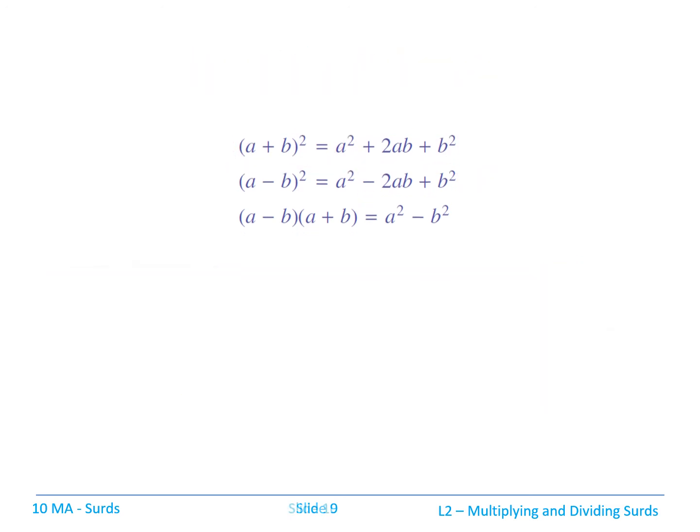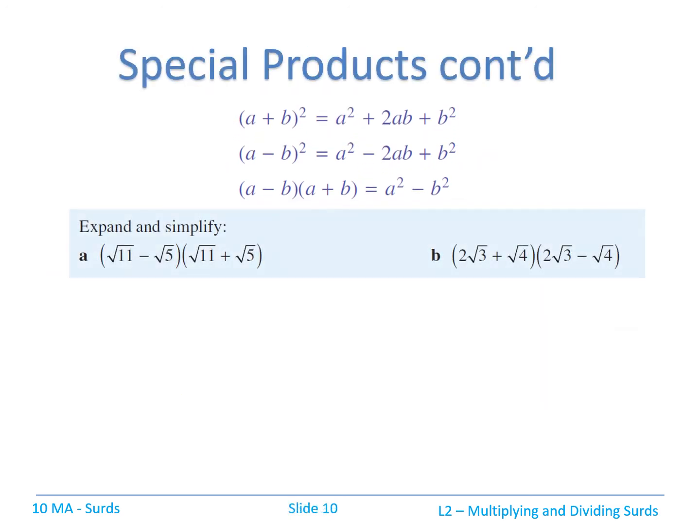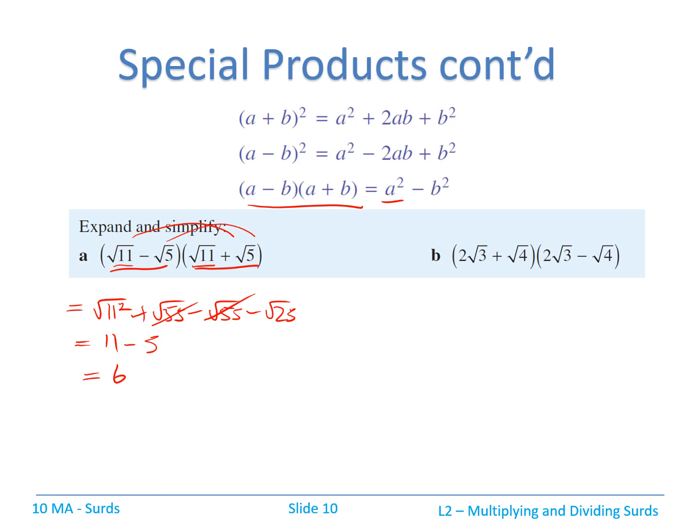Okay, so this is without doing your full expansion. You can just use the rule. Okay, here we've got a difference of 2 squares, so that's just a squared, my first term squared. So if we do it by hand, we get root 11 times root 11, which is root 11 squared. Then I would get plus root 55 minus root 55, and then I would get minus root 25, which gives me 11, they cancel, and then I get minus 5, so our answer is 6.